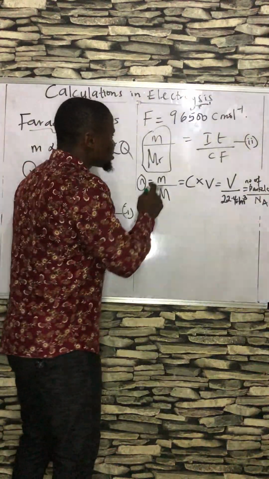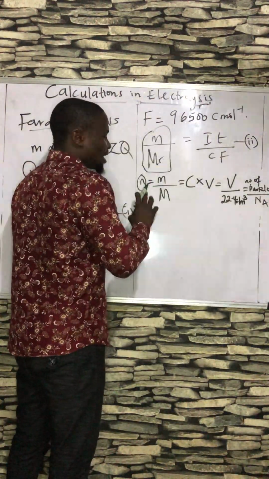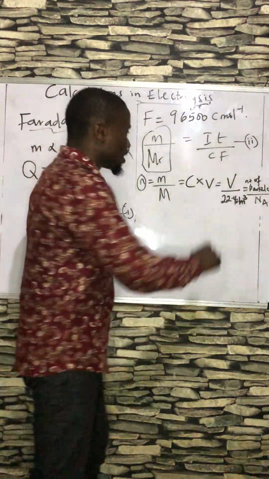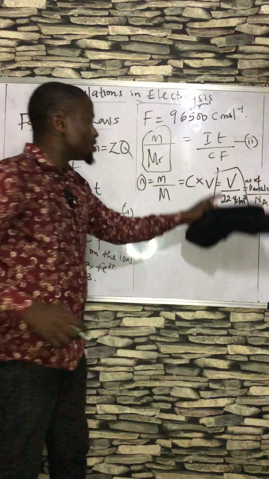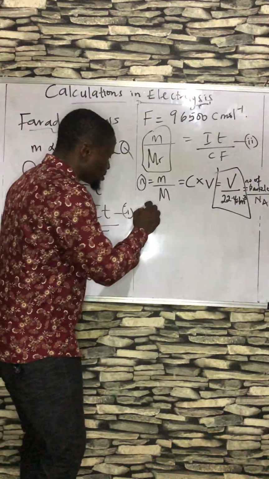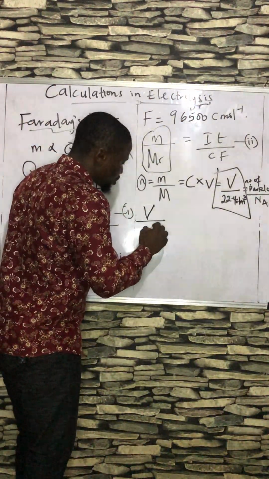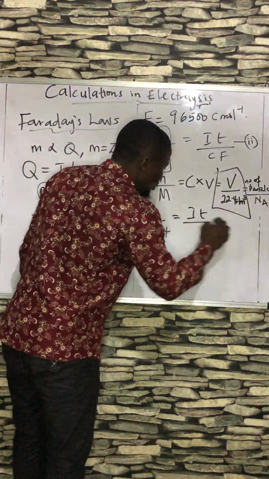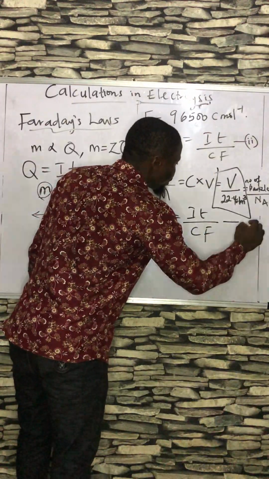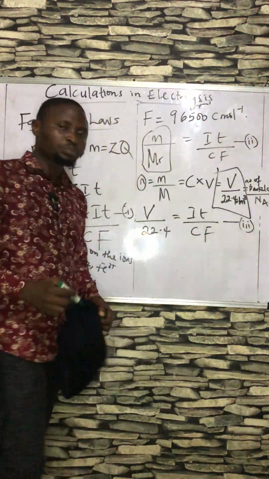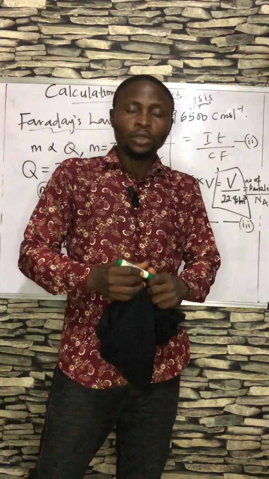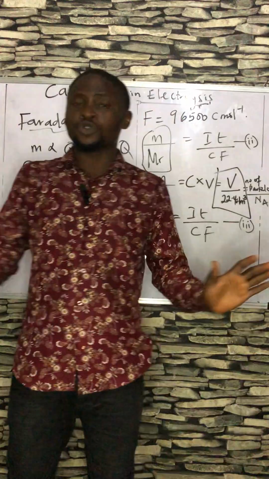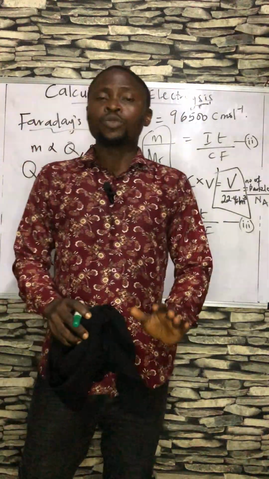So it therefore means this guy can be replaced with any of these. But because we're talking about gas, we are going to specifically replace this guy with this. It simply means volume all over 22.4 equals what? IT all over CF, equation 3. All right? So we are done with anything that has to do with Faraday's first law.